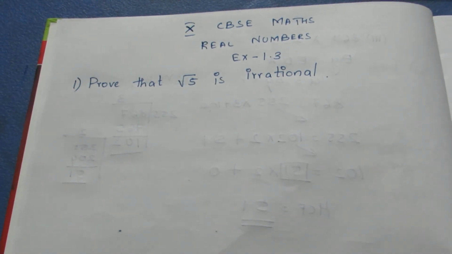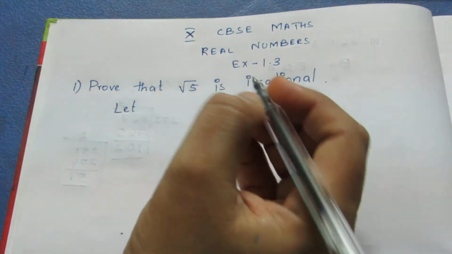Today we are going to see 10th CBSE Maths Real Numbers, exercise 1.3, first sum over here. Let's see the question. Prove that root 5 is irrational. So we are going to prove that root 5 is an irrational number. For that, we are going to assume that root 5 is a rational number. Let us assume root 5 to be a rational number.